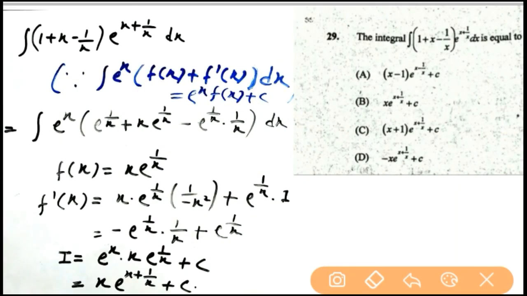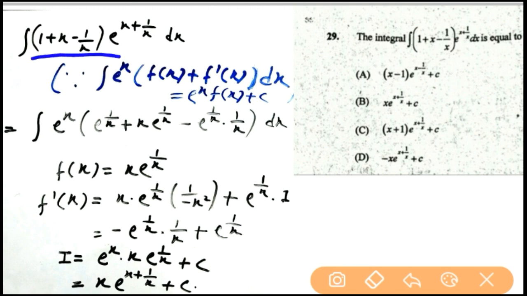Coming to the next question, we have the integration of 1 plus x minus 1 by x, e to the power x plus 1 by x, dx, is equal to, so you have to find this integral value. For such a question we have to use a property: integration of e to the power x times f of x plus f dash x dx gives e to the power x f of x plus c as the answer.